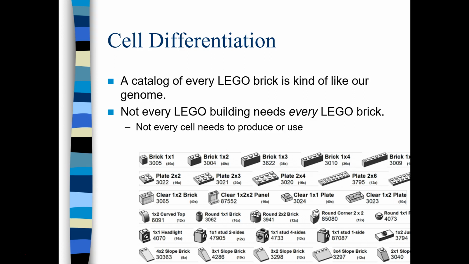Now, there are going to be general ones. Probably every single Lego kit in existence has the 1x1 brick or the 2x2 brick in there. But it's the differences in which Lego thing needs which brick. Space things use space bricks, pirate things use pirate bricks, and whatever else, no idea. I would like to know more about Lego, maybe when my kid's older. So not every cell needs to produce or use every single kind of protein.